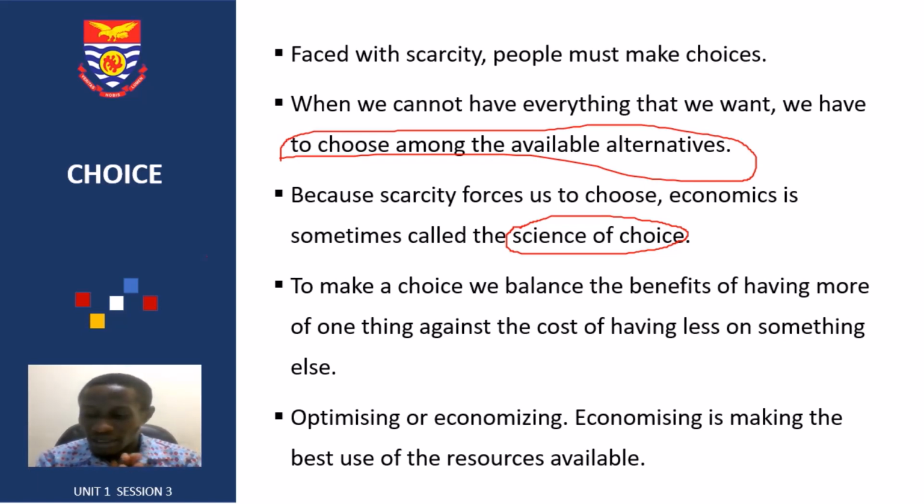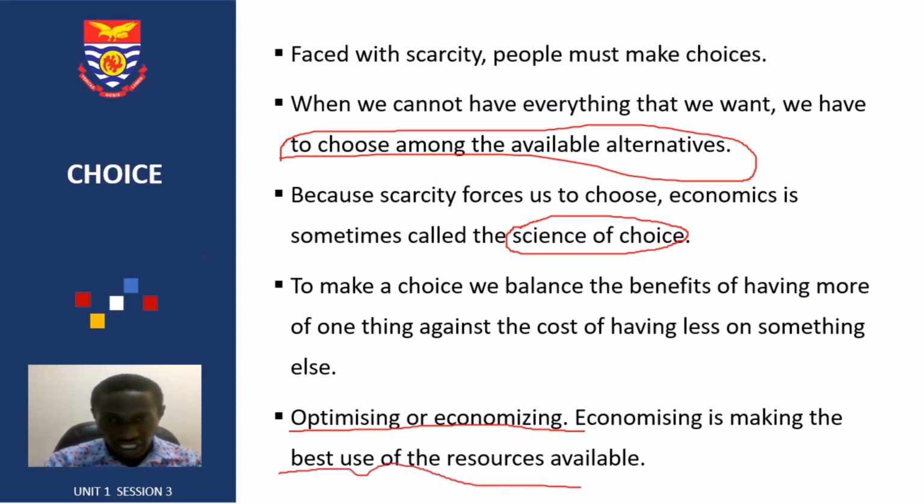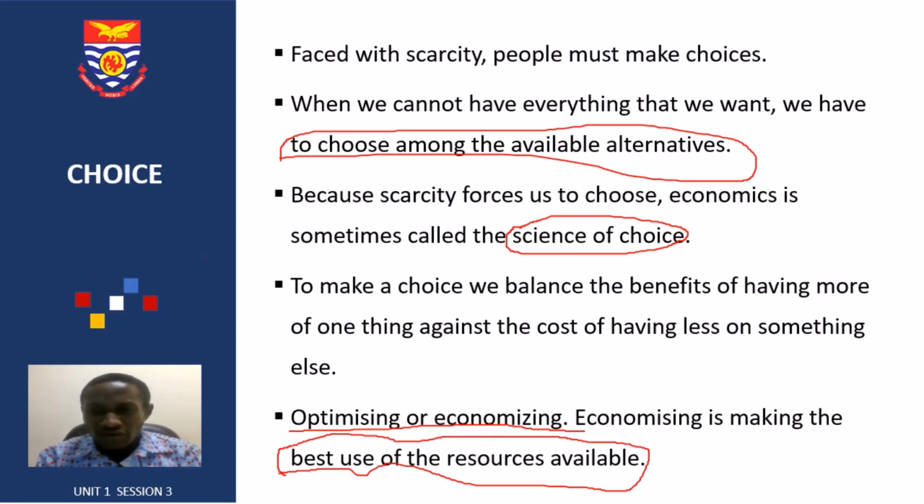And balancing benefits against cost and doing the best within the limits of what is possible is what we call optimizing or economizing. When we say economizing, we are talking about making the best use of resources available. So you have to economize the resources that you have. And in order for us to facilitate a choice, we need to have what is known as the scale of preference.